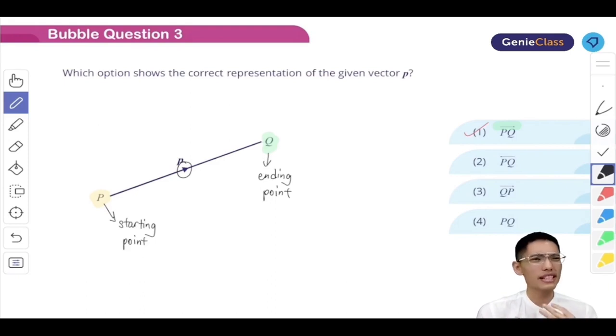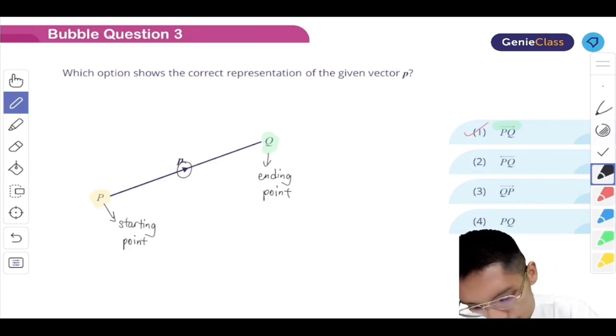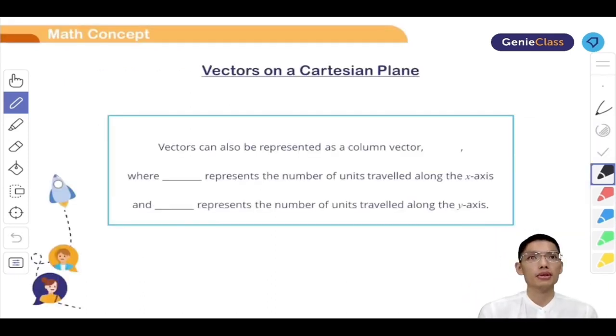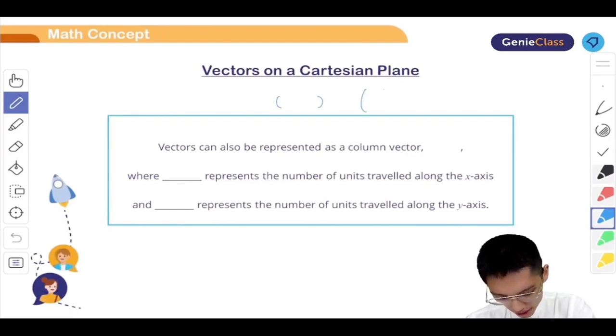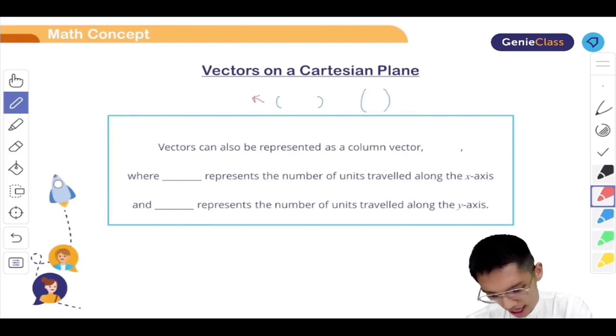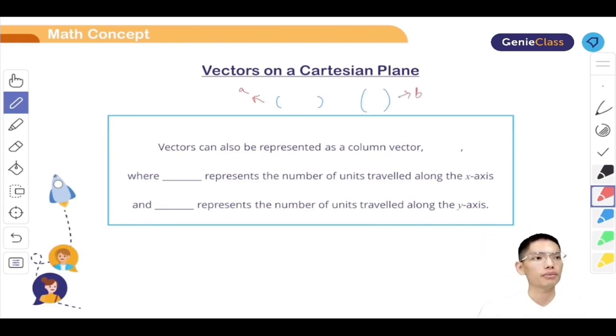But how do we represent it in numbers? So in vectors, we can represent it as what we call a column vector. Now, what is a column? Let me test you all. Suppose I have this and this. Let's label this as A, label this as B. Which one is my column vector? Write down your answer, A or B. Give it a try.